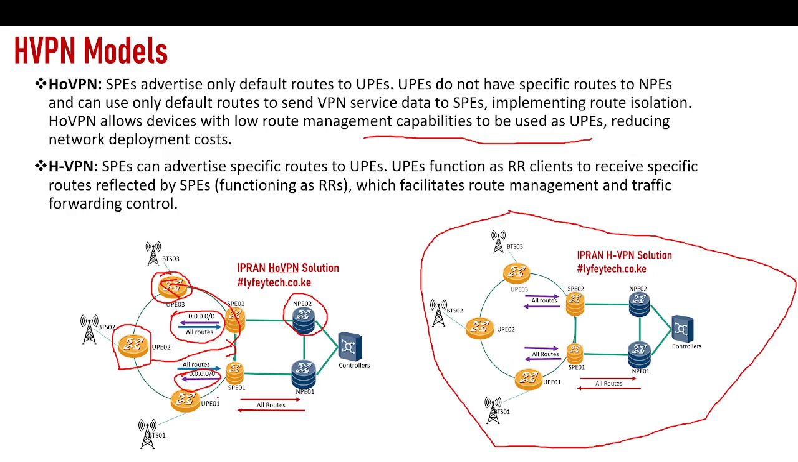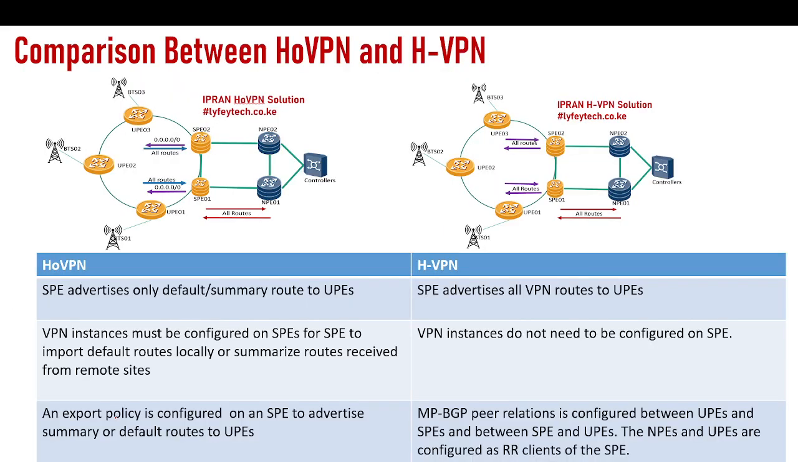These are the two models: HVPN, where only default or summary routes are advertised to the UPEs, and HoVPN, where specific routes are advertised to the UPEs. So we have the HVPN and the HoVPN solution that can be used for the hierarchical VPN model. Then the comparison between the two. So I mentioned that with the HVPN, we are advertising only default or summary routes to the UPEs. With the HoVPN solution, we are advertising all VPN routes to the UPEs. So they should be able to handle the many routes that are being exchanged from remote PEs.